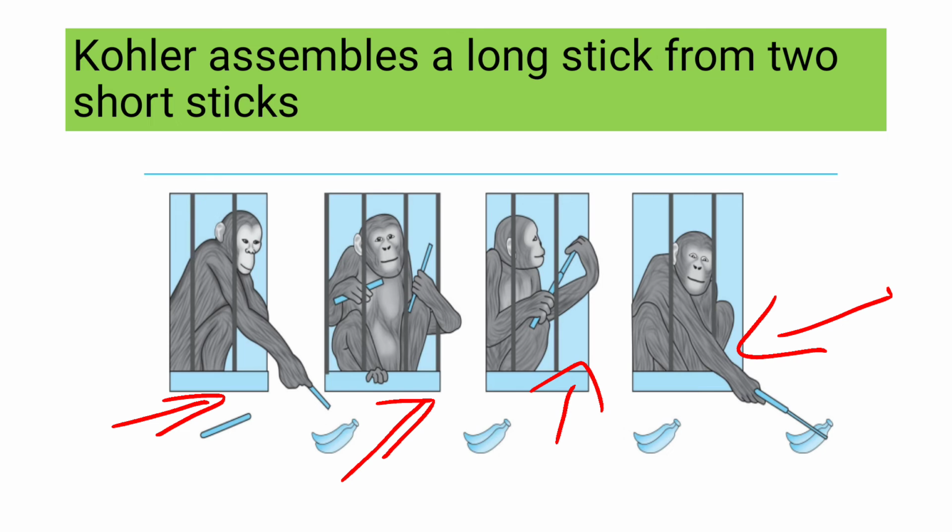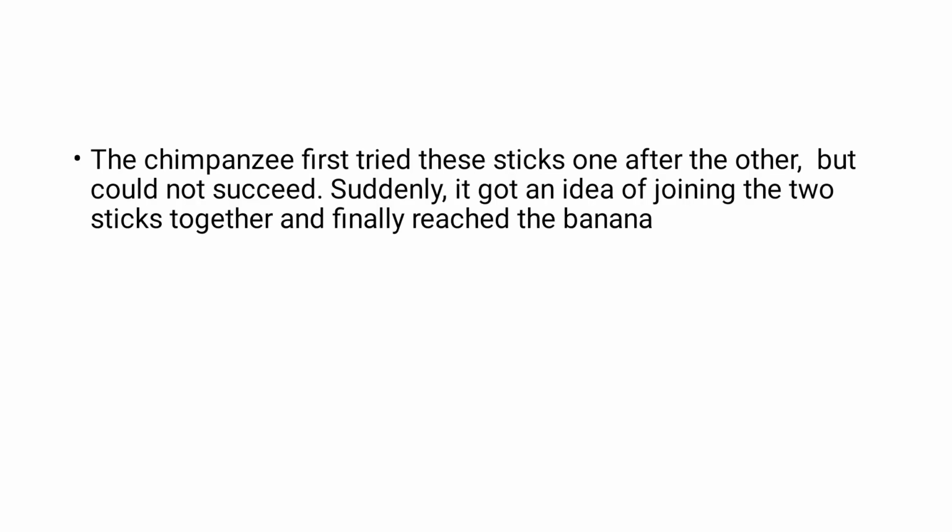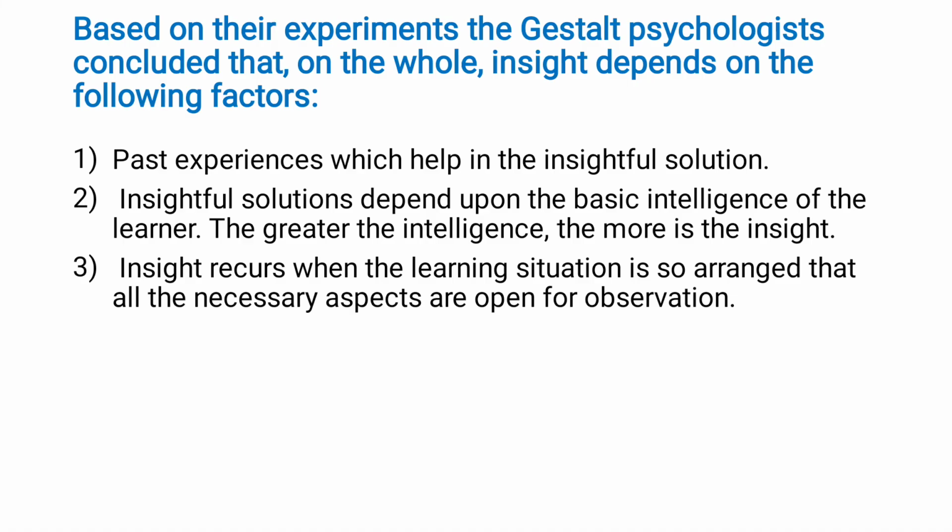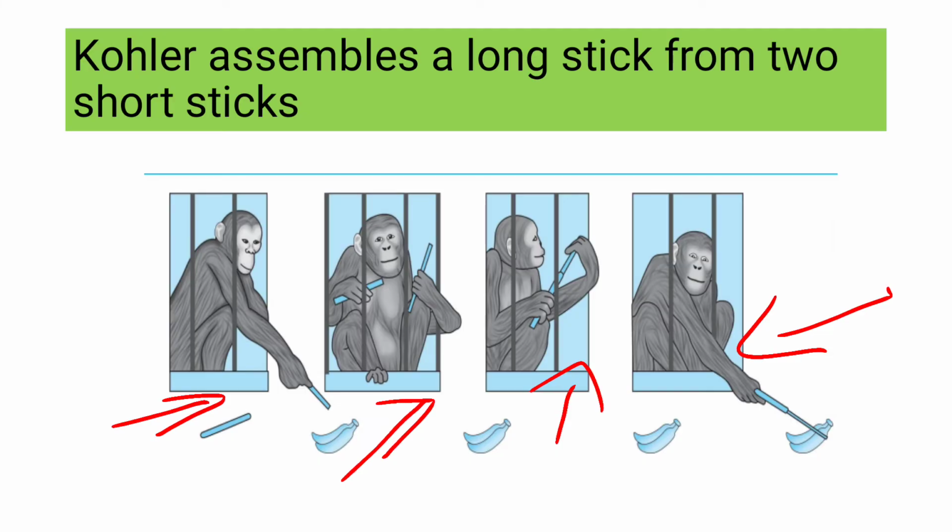Later it took two sticks, and in the third step it joined the two sticks, and in the fourth step it reached its goal. So this is the next experiment. All this comes by means of your insightful learning. If you only look at the sticks, you may not be able to reach the goal. So you have to combine the sticks and think it over so that the goal is achieved.